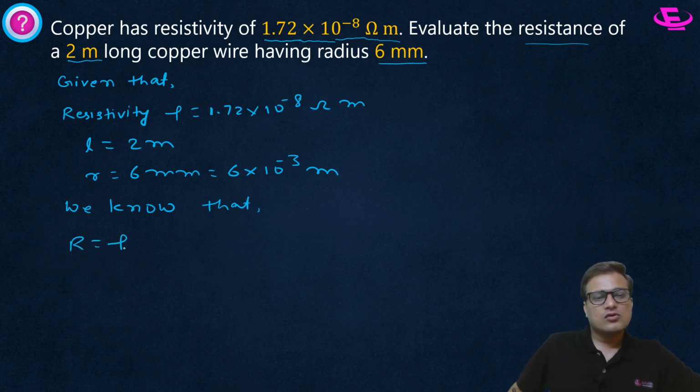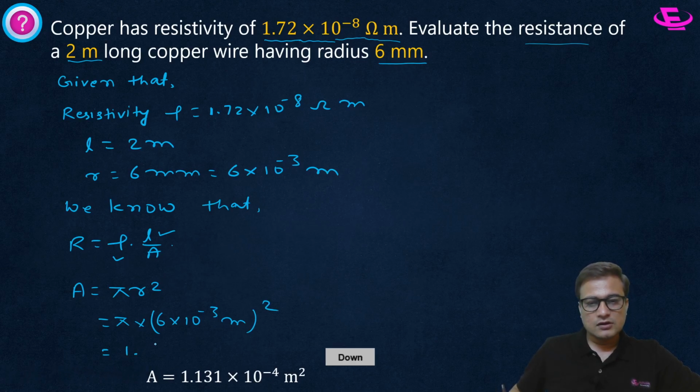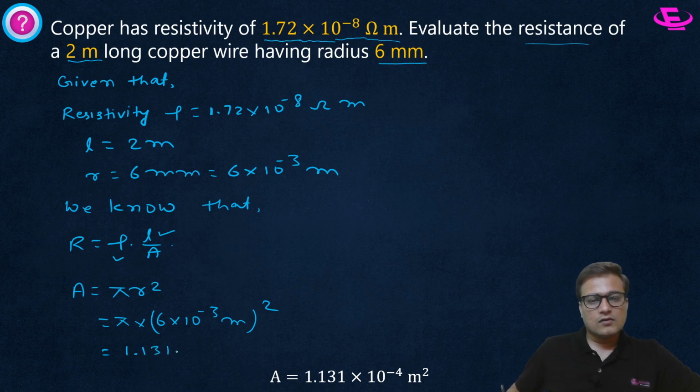So now we know that resistance R equal to rho into L by A. Clear? Now you know the value of L, you know the value of rho, but you don't know the value of area A. So what will you write? Area A is nothing but area of circle, pi r square. So from here, pi into 6 into 10 to the power minus 3 meter whole square. If you calculate, its value will be 1.131 into 10 to the power minus 4 meter square. This is the value of cross sectional area. So now you got the value of cross sectional area.